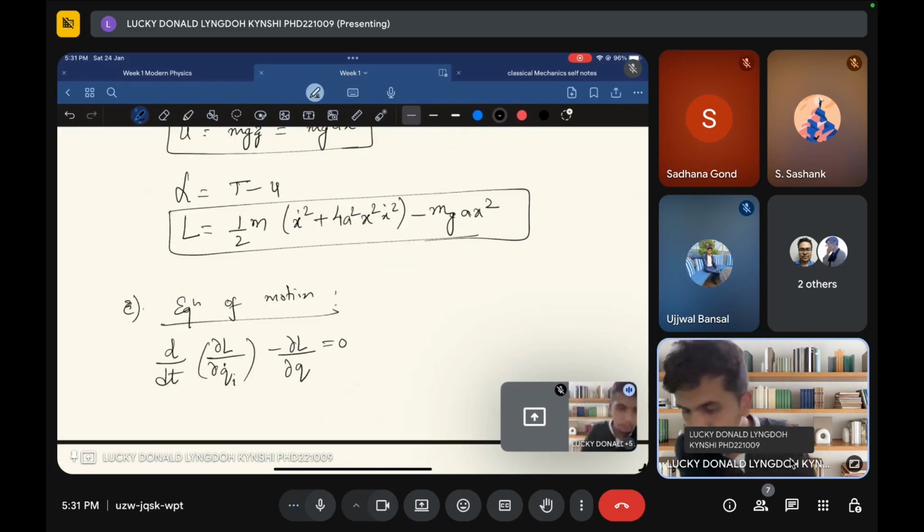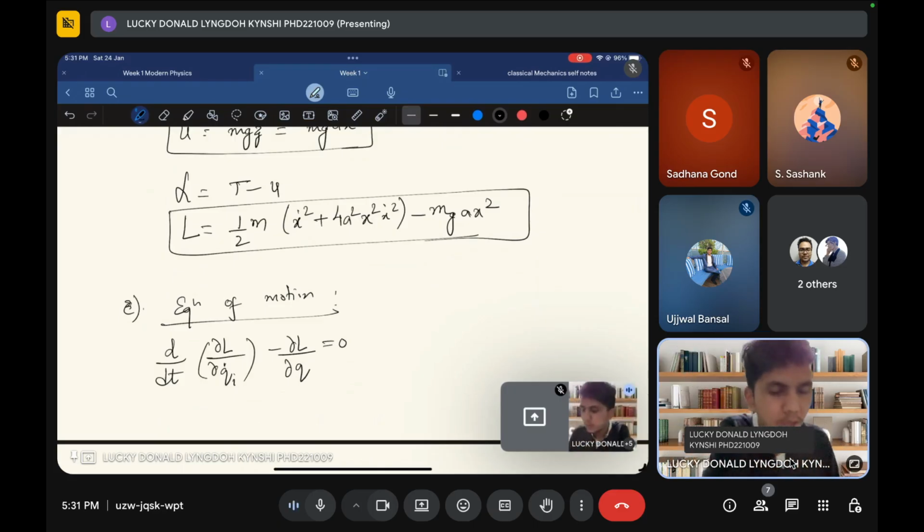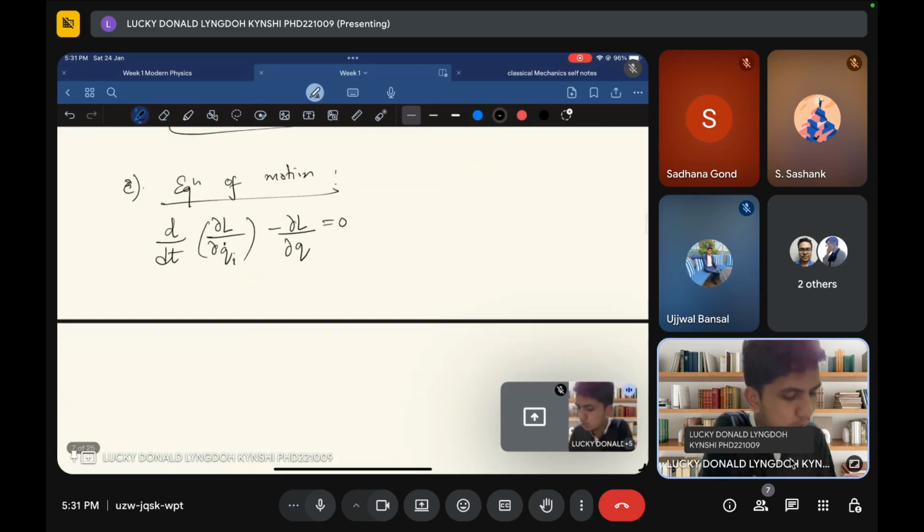But here Qi is in fact the generalized coordinate. So the coordinate that we are working with here is x. Okay, Q is just a generalized coordinate. It can be x, it can be y, it can be z. But here, since there is only 1 degree of freedom, we will be working only on x. So now the equation of motion will become d by dt of del L divided by del x dot minus del L divided by del x equal to 0.